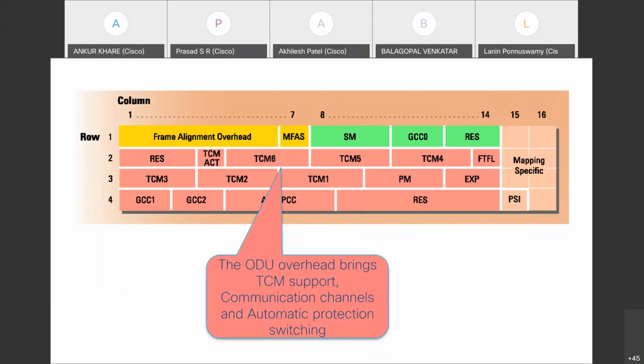GCCs are used for communication, basically whatever communication within the layers. So section monitoring will have GCC for OTUs, and the ODU overheads will have GCC 1 and 2 for the communication channel.